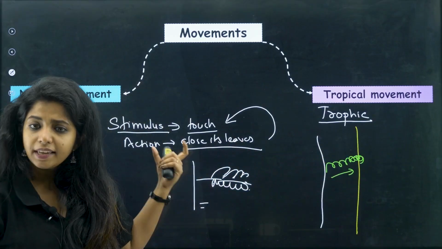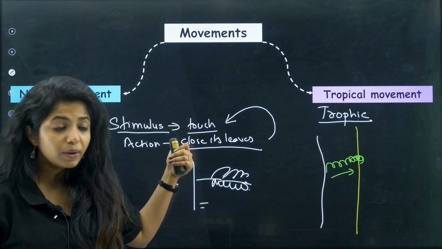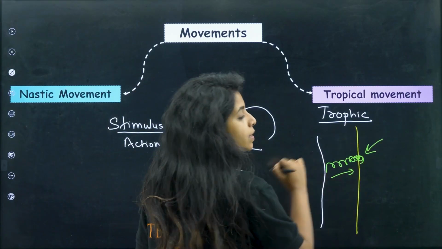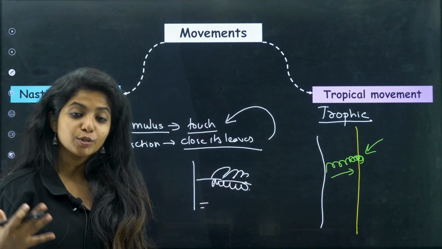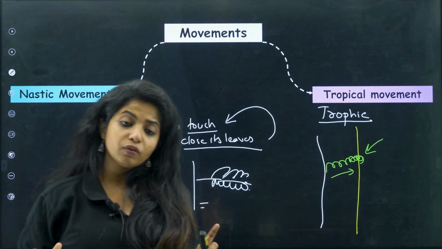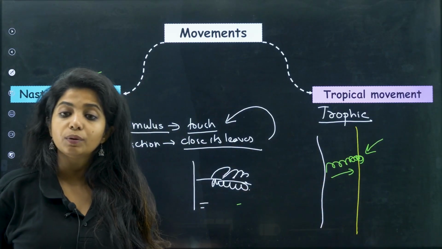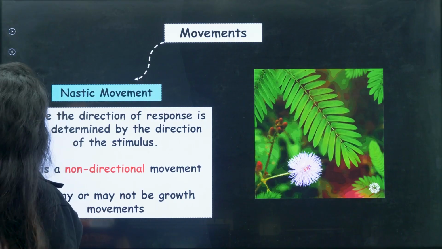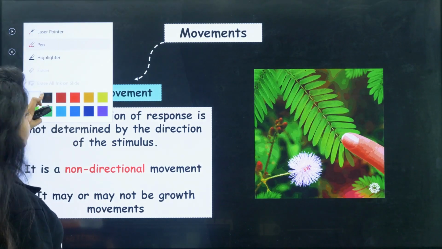So over here, the action has nothing to do with the direction of the stimulus, whereas over here, the action has a lot to do with the direction of the stimulus. You will get to understand things better when I go into detail. So first, we will be talking about Nastic movements, and then we will go ahead with tropic movements. The first, Nastic movement, how can we define it?